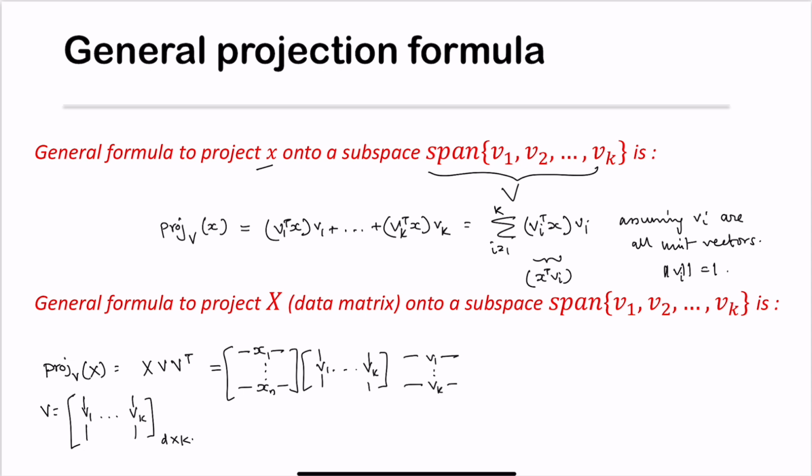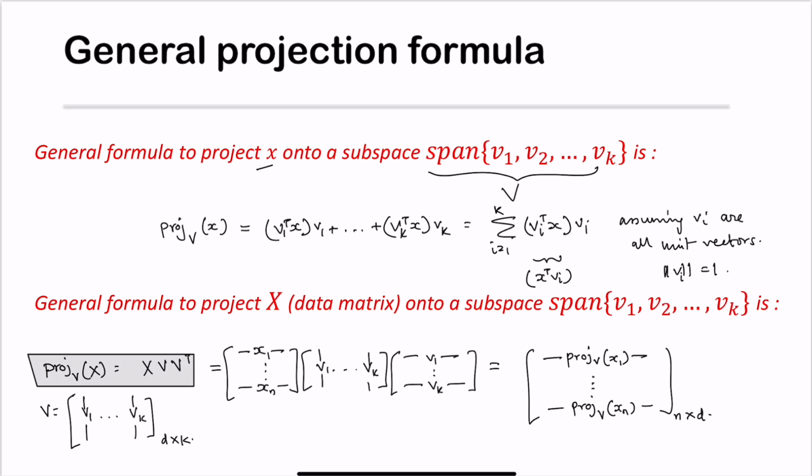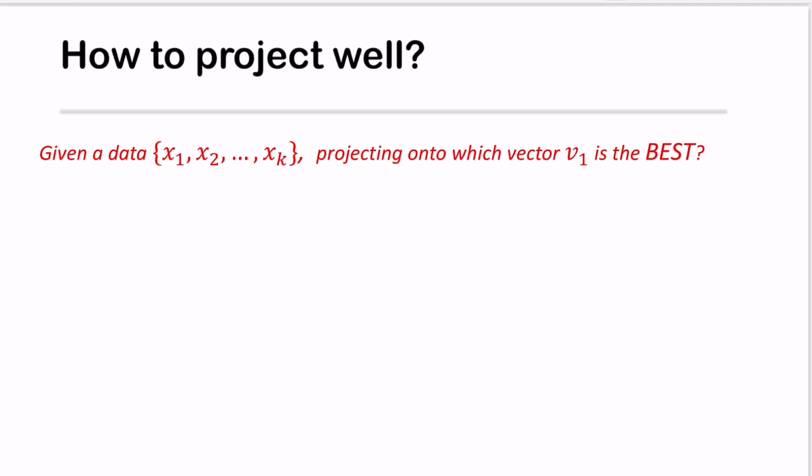which is v1 up to vk arranged as rows, that will be equal to nothing but the first row will be the projection of x1 onto capital V, and the nth row will be the projection of data point xn onto capital V, and hence we get an n by d matrix. This is the general formula. So now the question arises, given some data, projecting onto which vector v1 is the best?